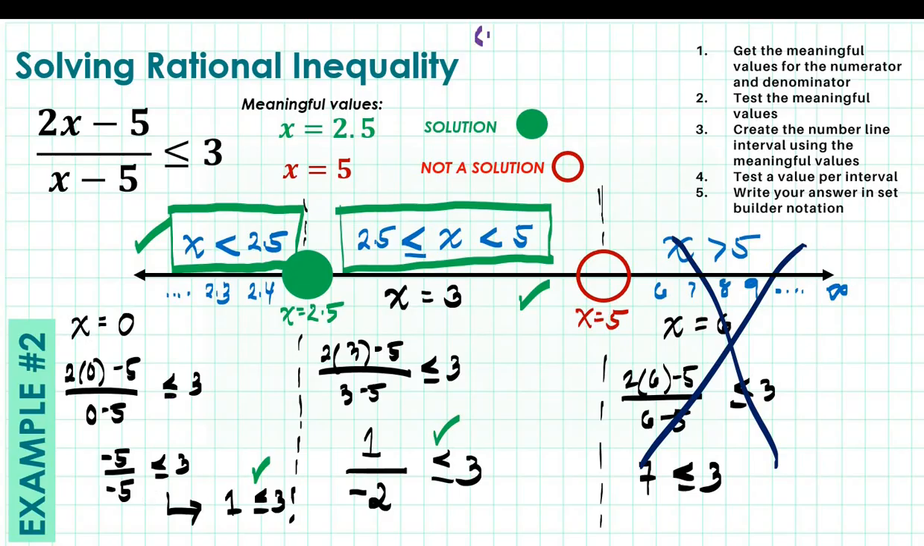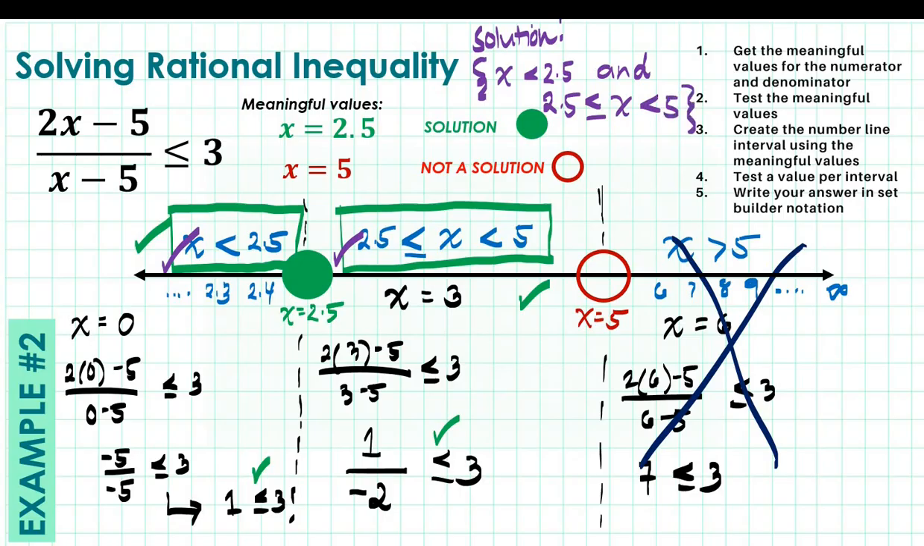So how will we write now the solution to the inequality? So we can have values in this interval and this interval. Let's just combine them in one set builder notation. So we can say that x can be less than 2.5, and it can be in between, x greater than or equal to 2.5 but less than 5. And this is now the solution in set builder notation. And we are done.